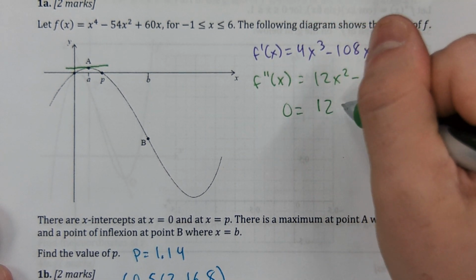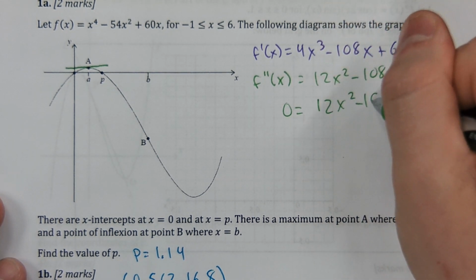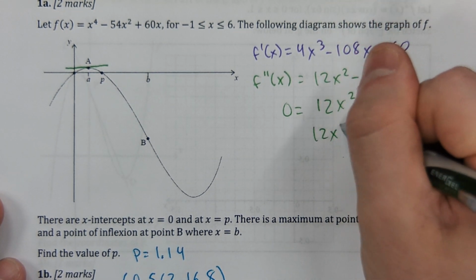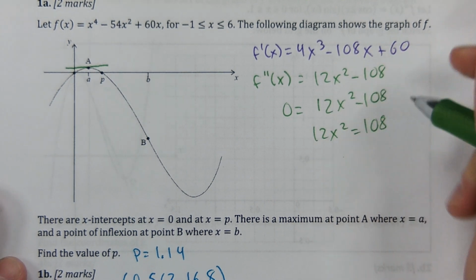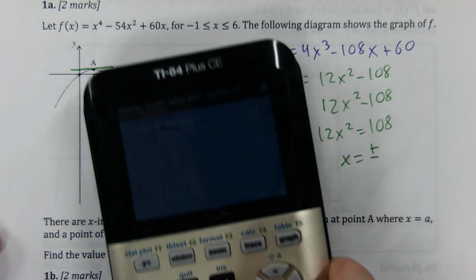Let's factor that 12 out. Actually, you know what? Let's not even do that. Let's add 108 to both sides. Divide by 12 and take the square root. Remember that gives you a plus or minus.